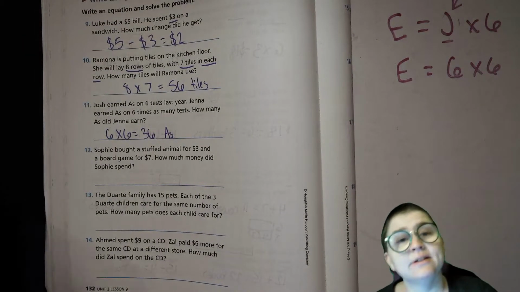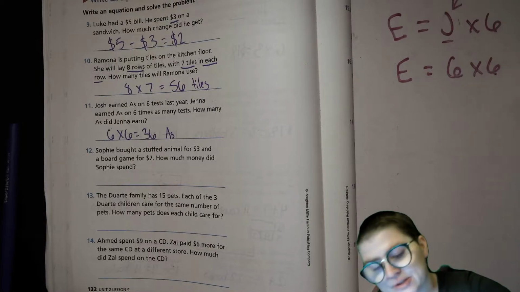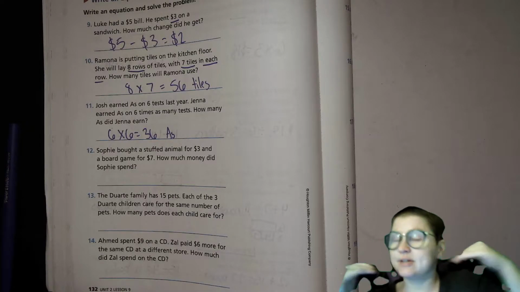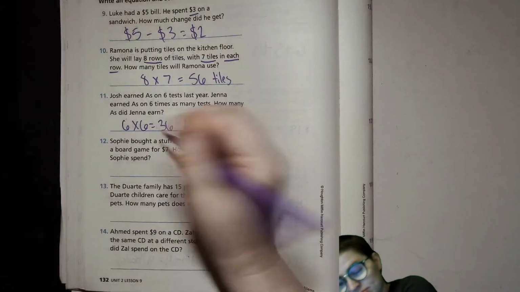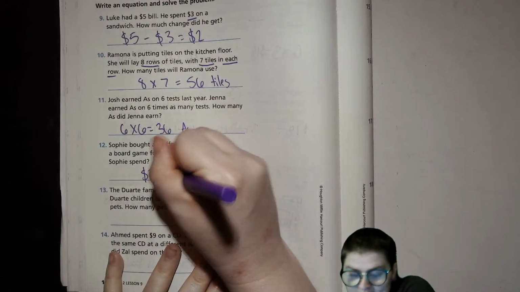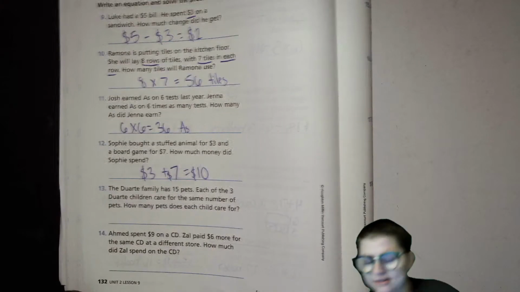Sophie bought a stuffed animal for $3 and a board game for $7. How much money did she spend? So it's just 2 partners, right? Coming together. What is the total? So $3 plus $7 equals $10.